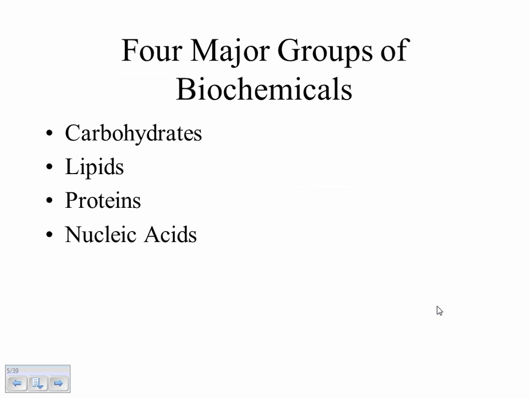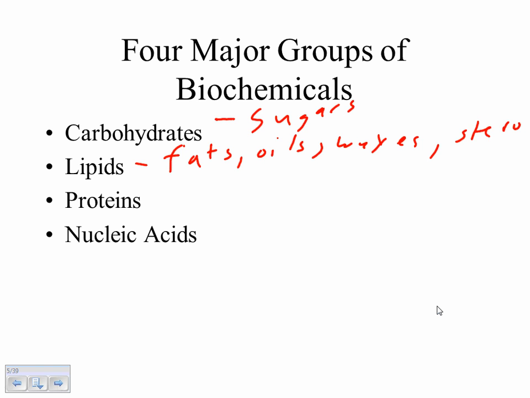In this particular unit, we're going to talk about what are called the biological macromolecules, or we might say the four major groups of biochemicals. Carbohydrates, better known to most of you as sugars, starches and things like that. Lipids, which are things like fats and oils, and waxes, and also steroids. I ran out of space there.